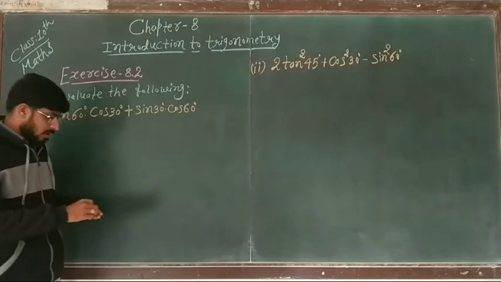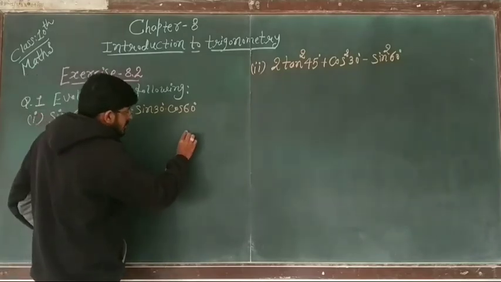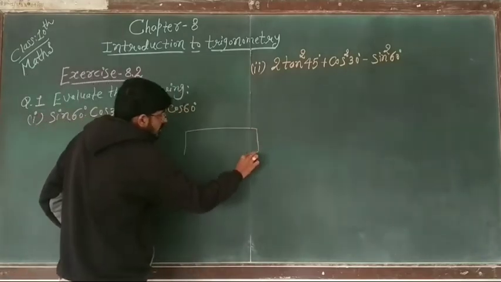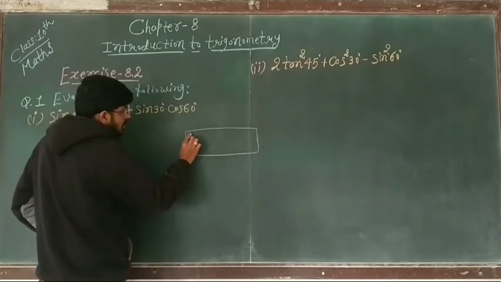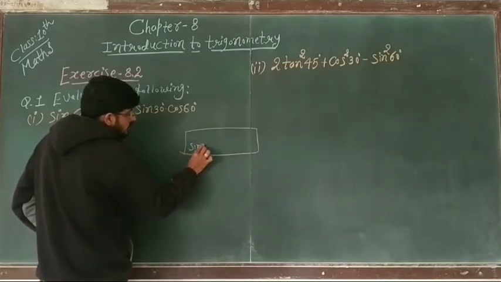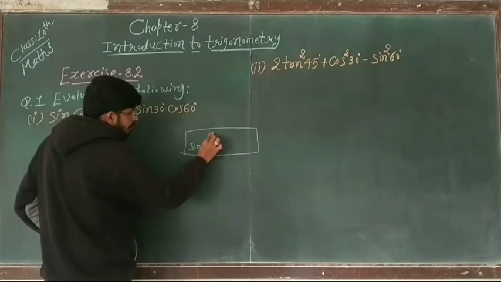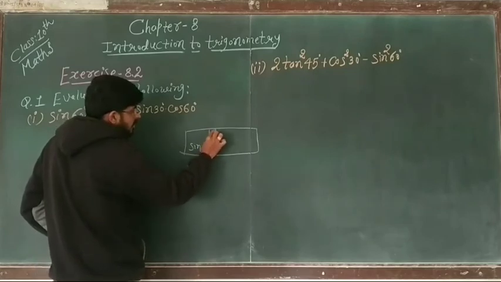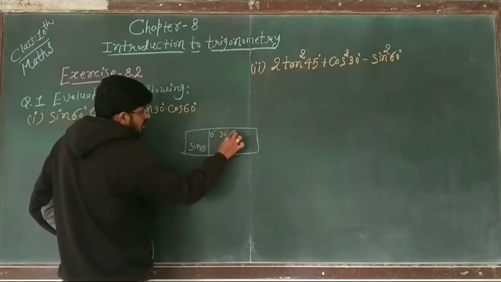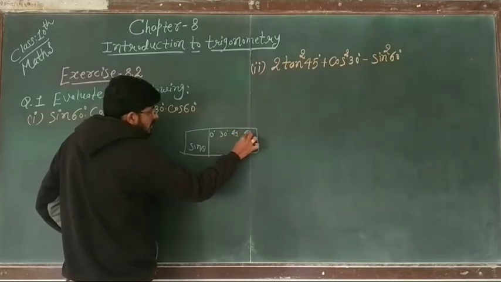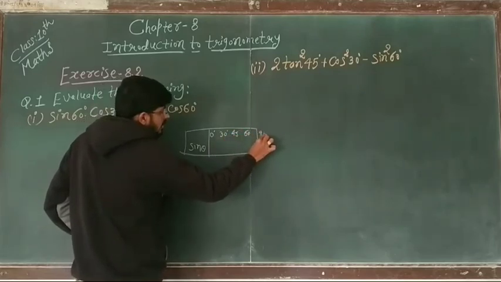First one is sin 60 degree into cos 30 degree plus sin 30 degree into cos 60 degree. So now see, we have to revise the table of angles. Okay, we know that sin theta, over here we can write 0 degree, 30 degree, 45 degree, 60 degree and 90 degree.